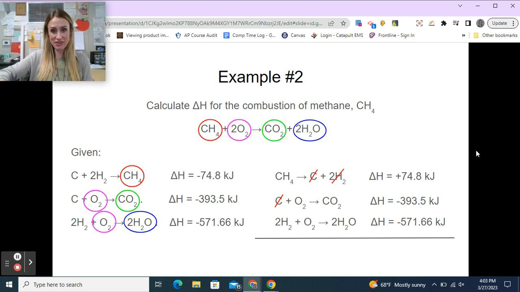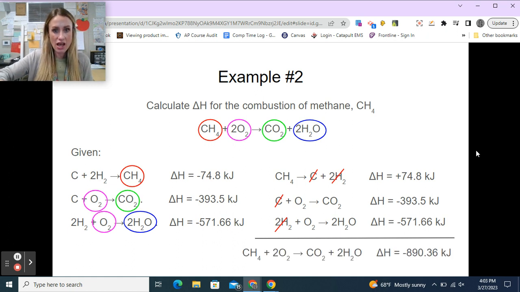Something else that cancels out: look, I have two hydrogens on the product side in that first equation, and I have two hydrogens on the reactant side in the third equation. So those two things cancel out. And then now I can just add everything up together. I get that methane plus two oxygens reacts to form carbon dioxide plus two waters.